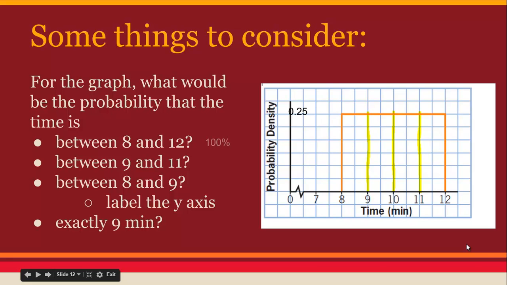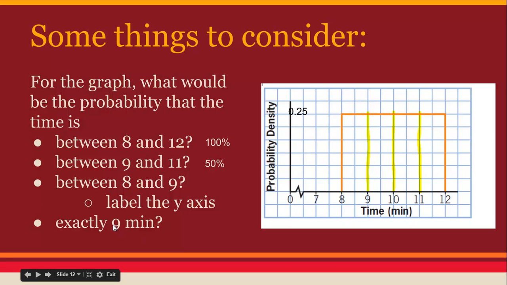The probability that we're between 9 and 11, so that's actually half of it. So if we have a length of 2 and a height of 0.25, we get a probability of 50%. Between 8 and 9, it's a length of 1 and a height of 0.25. I labeled the y-axis, just meaning to put the 0.25 there. But it's just a probability of 25%. So you can see that it's a quarter the size of the entire box.